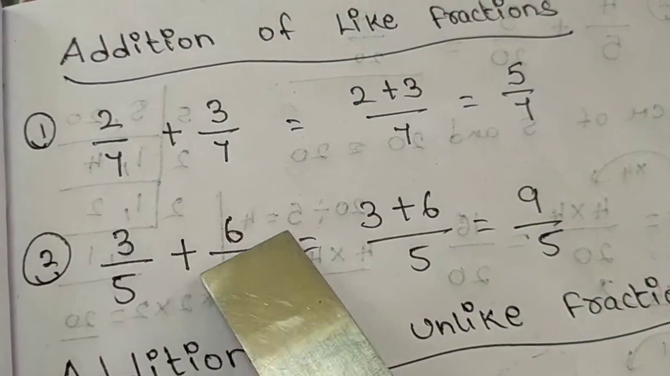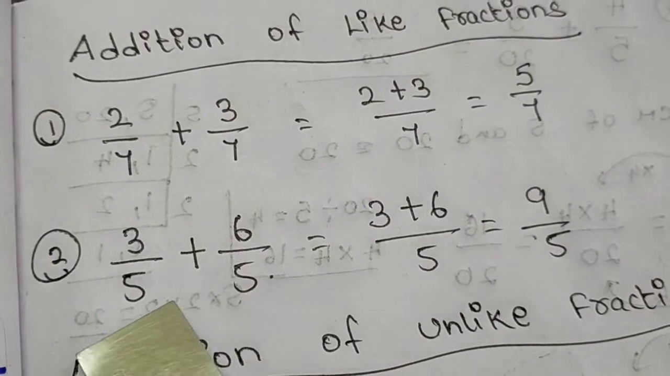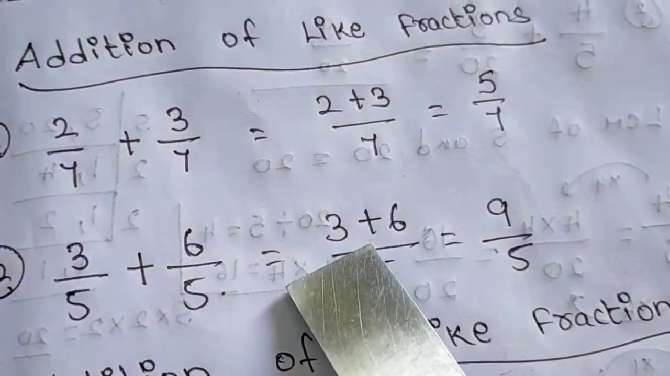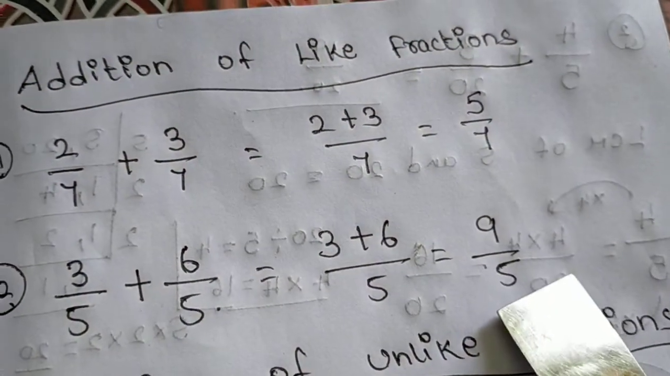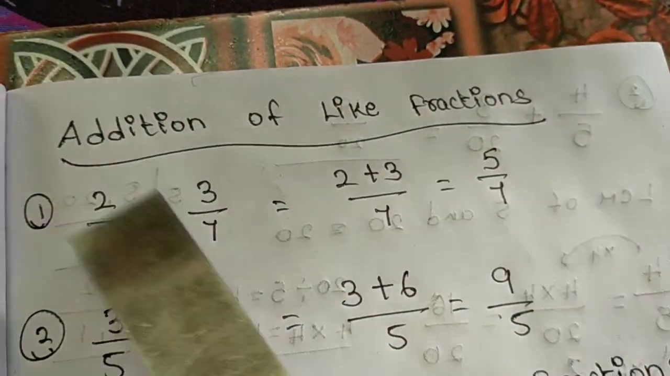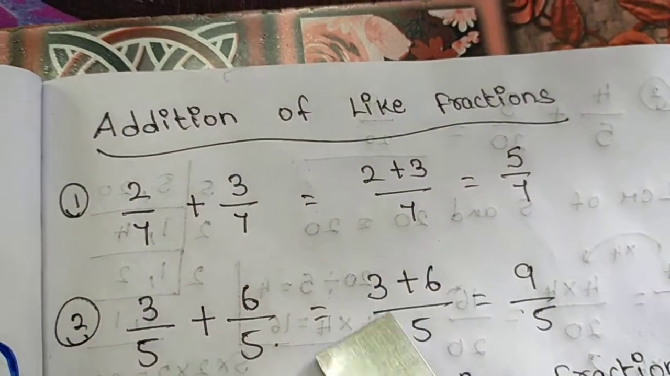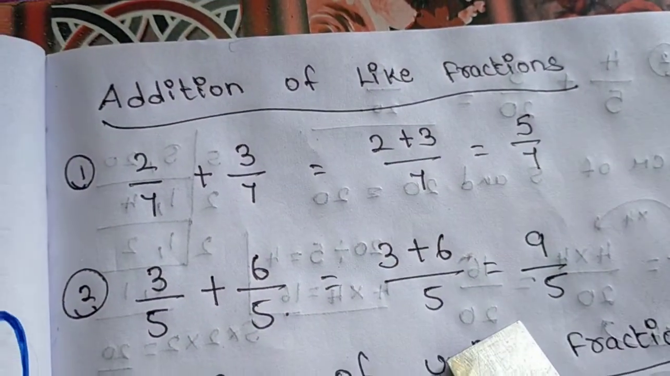Now see here, there is one more example. 3 by 5 plus 6 by 5. You have same denominators, so you are just adding the numerators. 3 plus 6 by 5 is equal to 9 by 5. It's very easy. In addition of like fractions, you just have to add the numerators. The denominator will be the same.